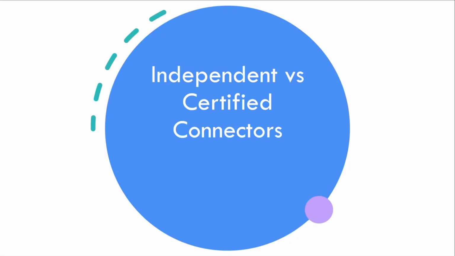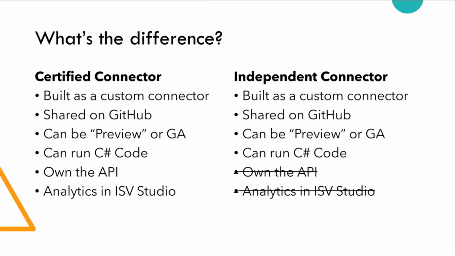And actually, having been through both situations, if you own the API, the situation is super, super similar. A certified connector built as a custom connector is shared on GitHub as open source. It can be a preview or GA after it's been run for a while. You can attach C# code. And those four things are the same. Every process for an independent connector is exactly the same.